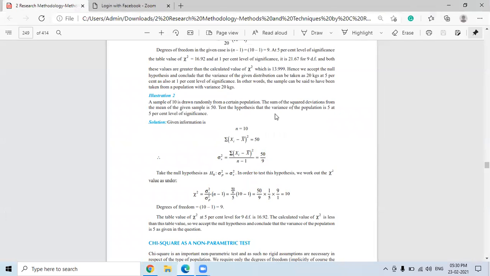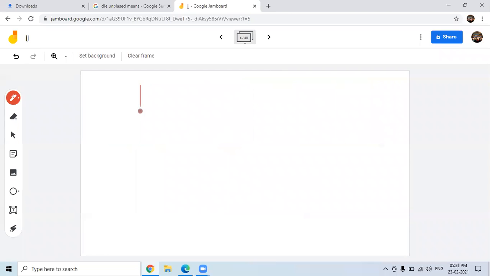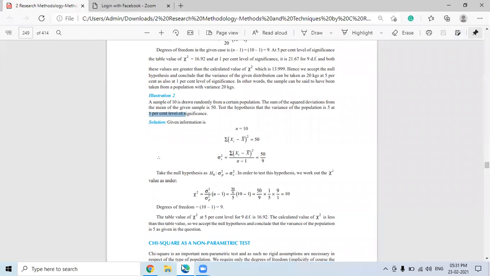Test the hypothesis that the variance of the population is 5 at a 5% level of significance. So that is the hypothesis. First you have to write the null hypothesis. H naught: sigma p square is equal to sigma s square, the variance of the sample and the variance of the population.